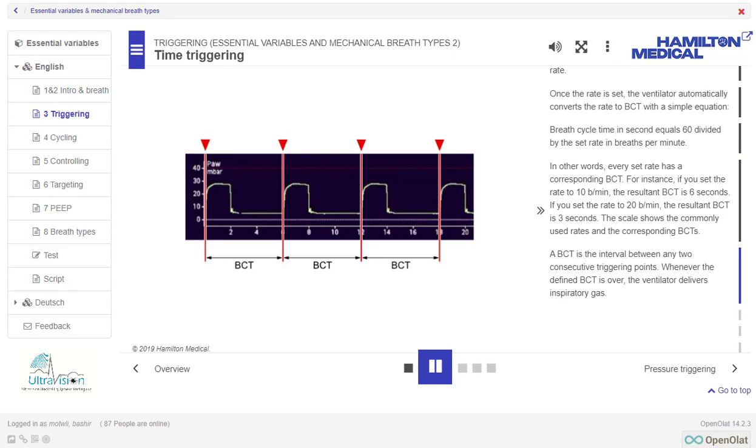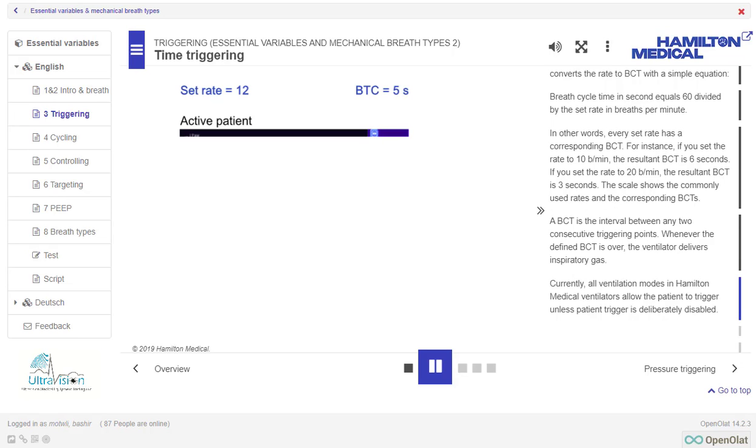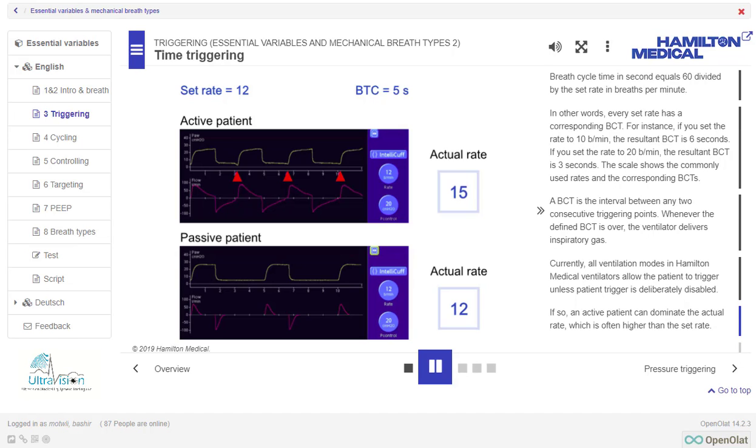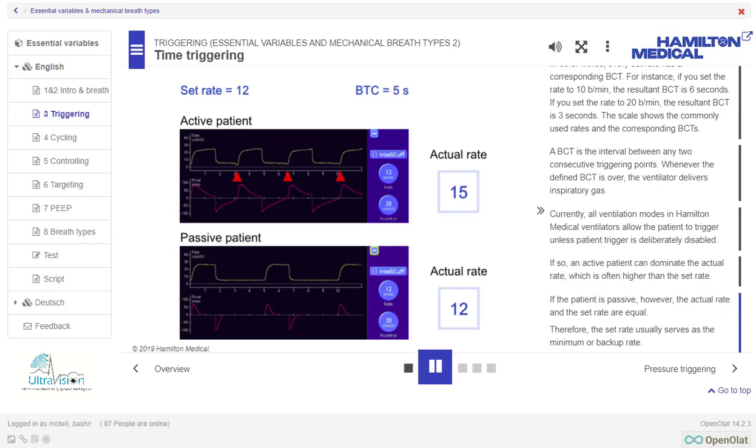A BCT is the interval between any two consecutive triggering points. Whenever the defined BCT is over, the ventilator delivers inspiratory gas. Currently, all ventilation modes in Hamilton Medical ventilators allow the patient to trigger unless patient trigger is deliberately disabled. If so, an active patient can dominate the actual rate, which is often higher than the set rate. If the patient is passive, however, the actual rate and the set rate are equal. Therefore, the set rate usually serves as the minimum or backup rate.